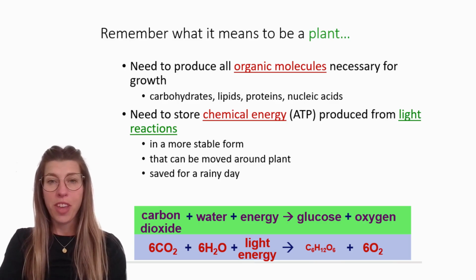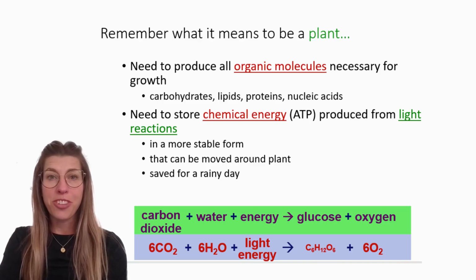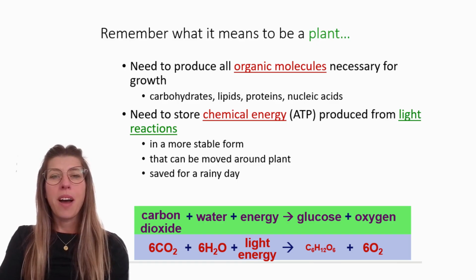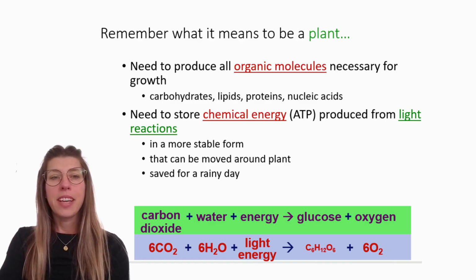So we need to store our chemical energy, that ATP, and we know that ATP is produced from light reactions to be used towards the synthesis of these organic compounds like glucose. And this ATP needs to be stored in a stable form. It must be able to be moved around the plant and be saved for a rainy day. What happens when the sun is not out? What happens when it's overcast? Okay, we need to have that energy storage available to enter the Calvin cycle should the light reactions not be simultaneously happening at the same time.